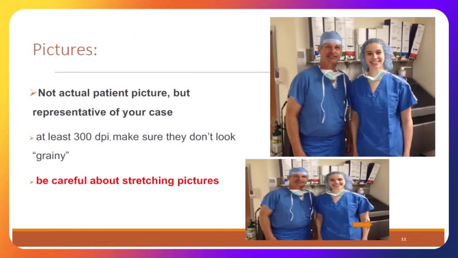Pictures, don't include any actual patient pictures. Your pictures should be at least 300 dpi, should be high quality. You don't want them looking grainy, and be careful to stretch pictures, because if you stretch them, you're going to get what we see here, where we've got a natural looking picture in the top and then something that is a little more abnormal down below.